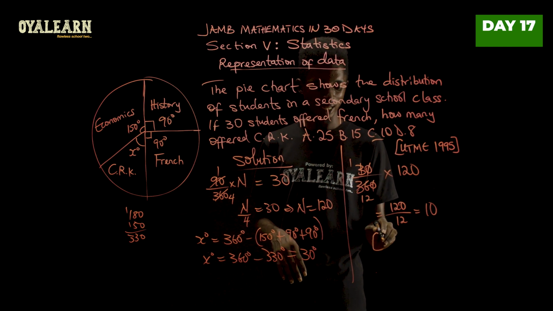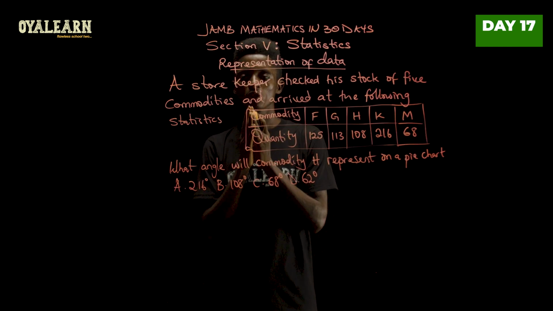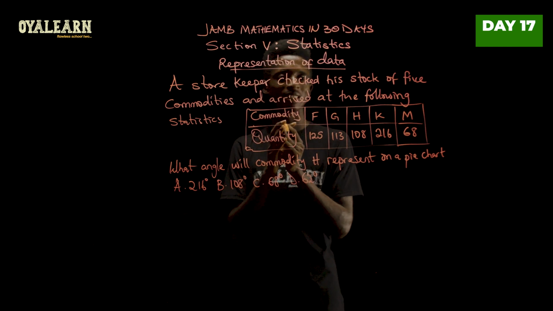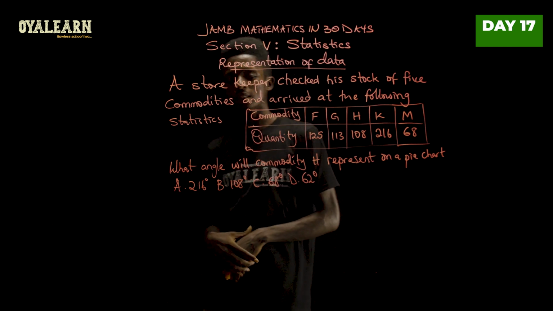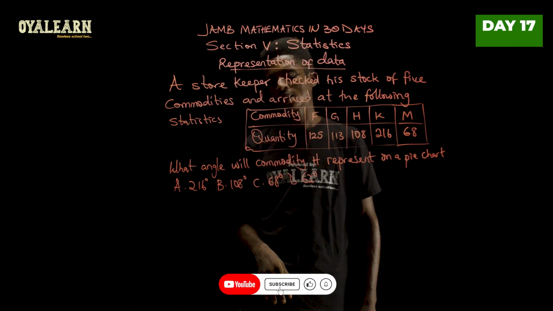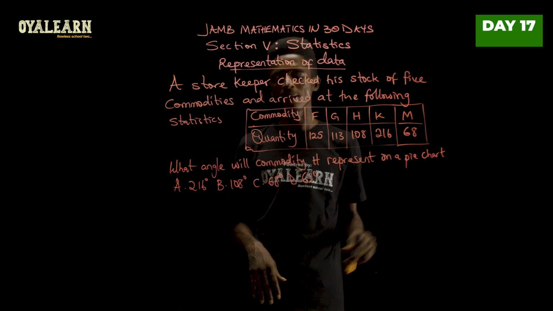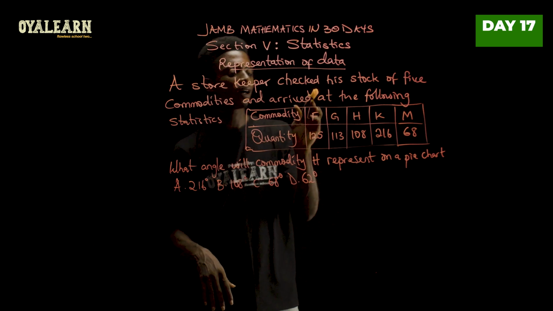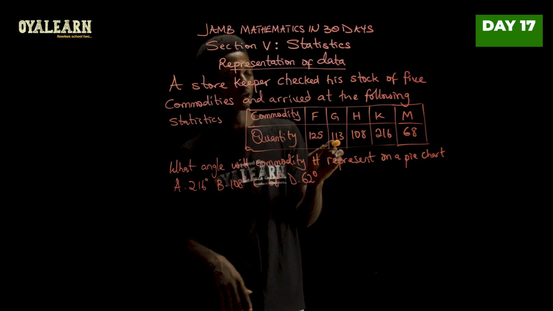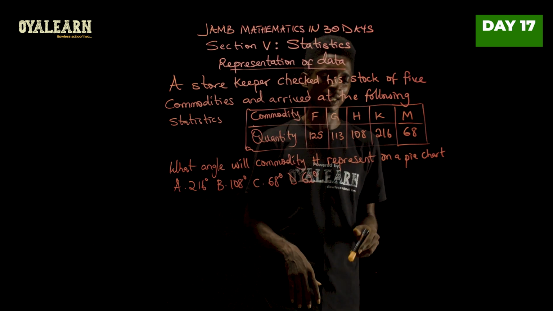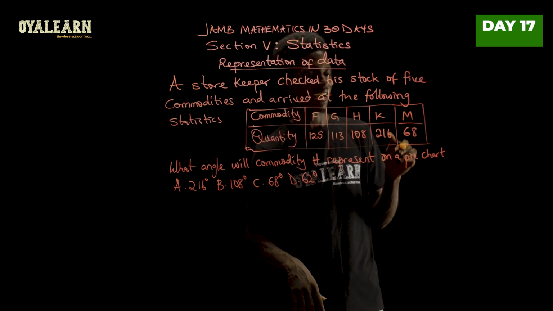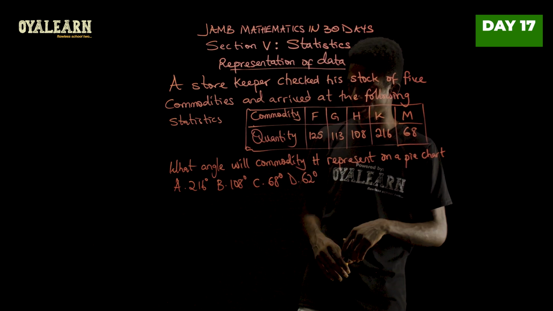Our answer is C. This question says, a storekeeper checked his stock of 5 commodities and arrived at the following statistics. So we have commodity F, G, H, K, and M, and their quantities are 125, 113, 108, 216, and 68 respectively.